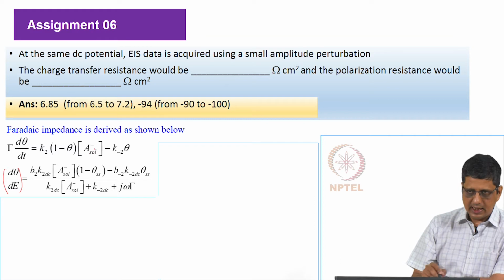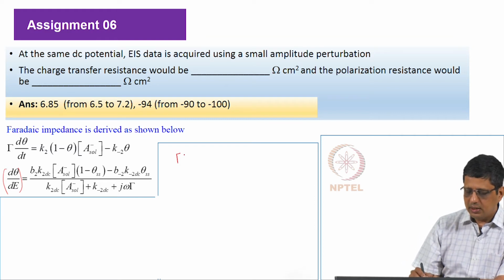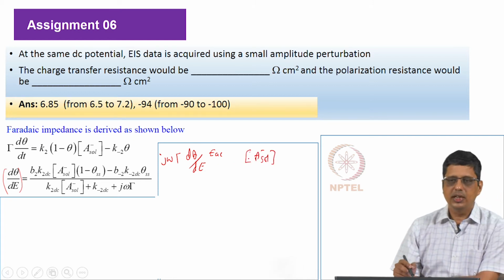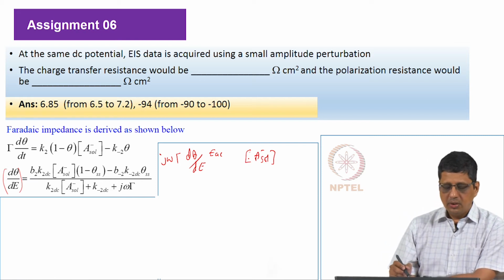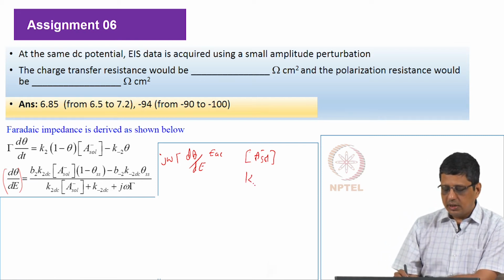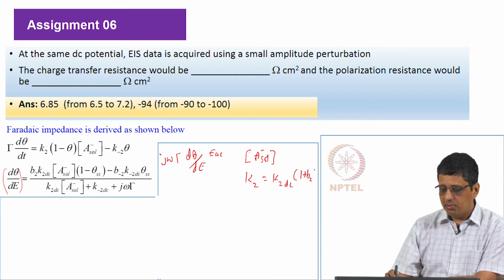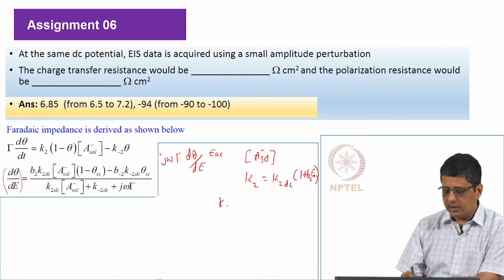If you expand this in Taylor series, you are going to get j omega gamma d theta by dE EAC on the left hand side. Concentration of A minus in solution, we assume that it remains a constant. K2 and K minus 2, of course, we are going to write it as K2 dC 1 plus B2 EAC, and likewise K minus 2 we write it as K minus 2 dC 1 plus B minus 2 EAC. This is an approximation.